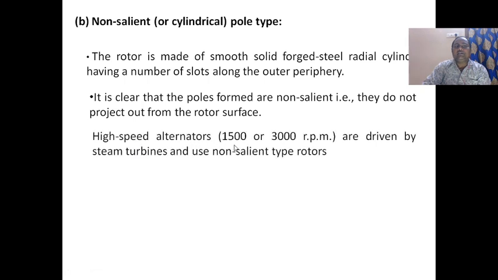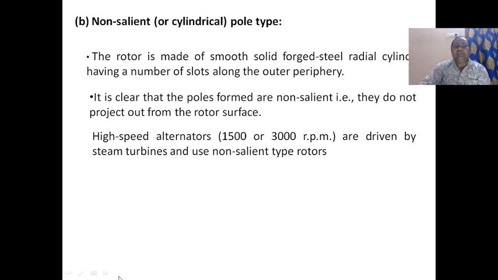High-speed alternators, 1500 to 3000 rpm, have non-salient poles rotating. The speed depends upon the number of poles. Whenever the number of poles is 4, the speed is 1500 rpm. Whenever the number of poles is 2, it is 3000 rpm. We know the synchronous speed Ns is equal to 120 f by P.